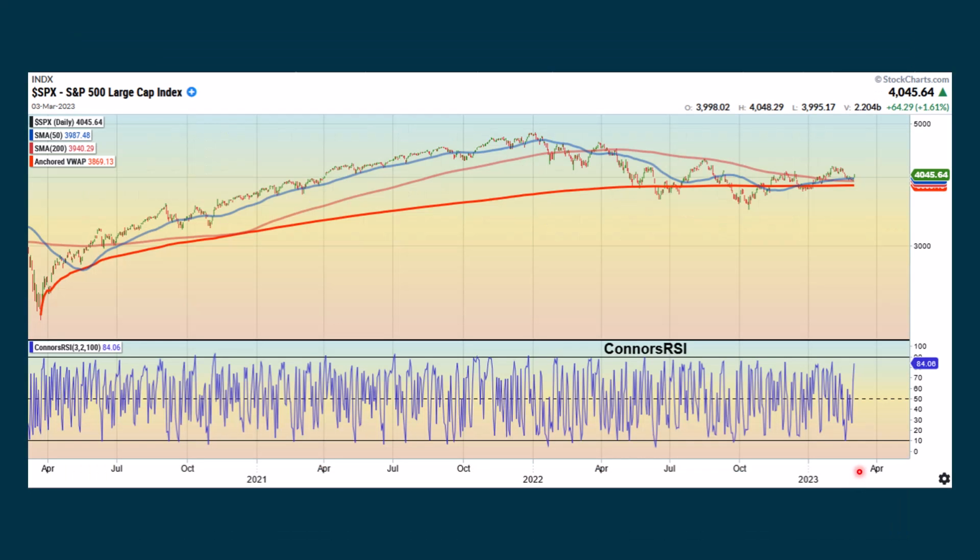The Connors RSI works very similar to the regular RSI where we're looking for extreme positive or negative readings. When we're above the dash line, that's more positive. When we're below it, that's more negative. We did spike up a little bit after Thursday and Friday's sessions, but we're not giving an extreme positive reading. But this indicator is still positive overall.